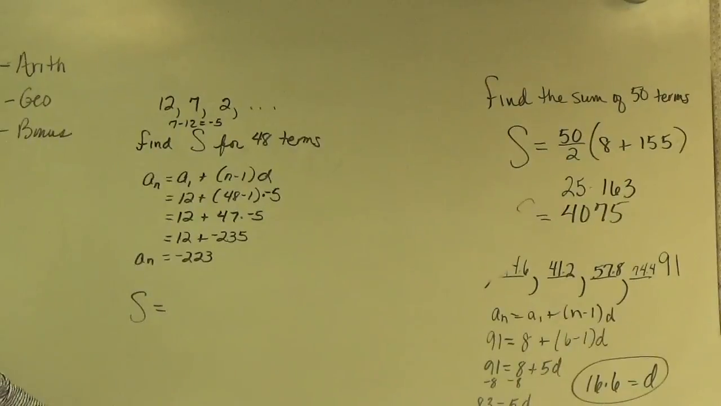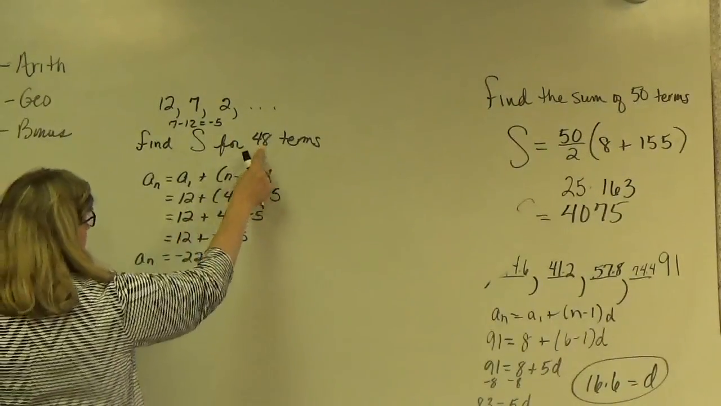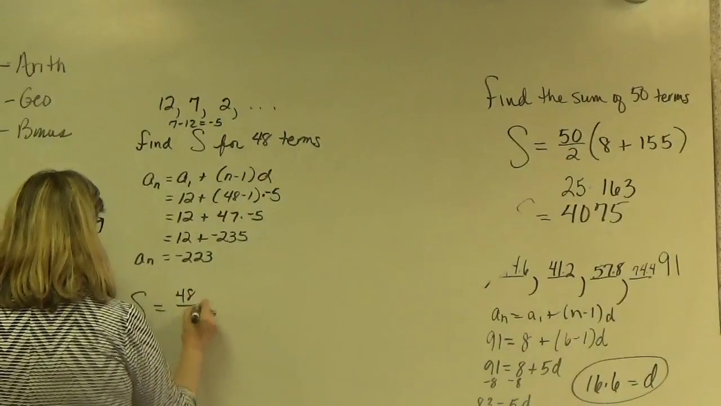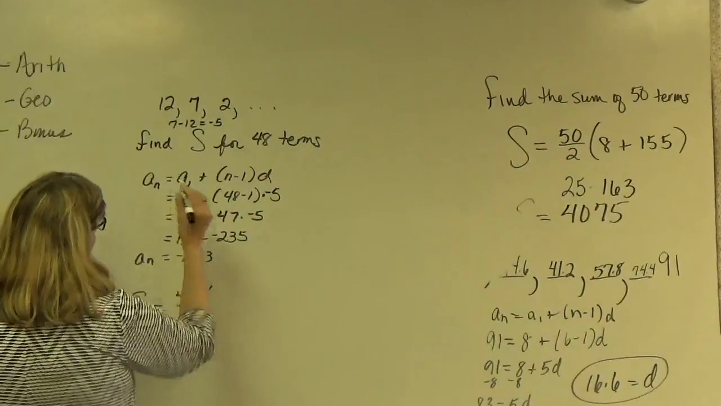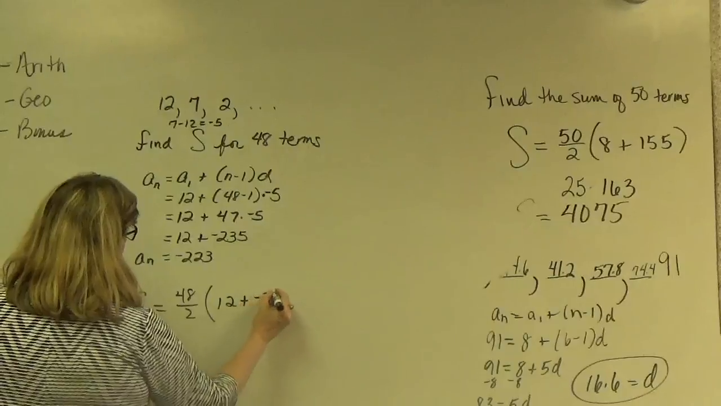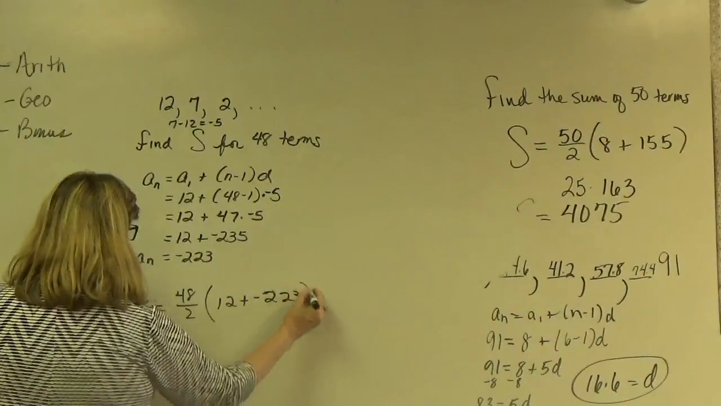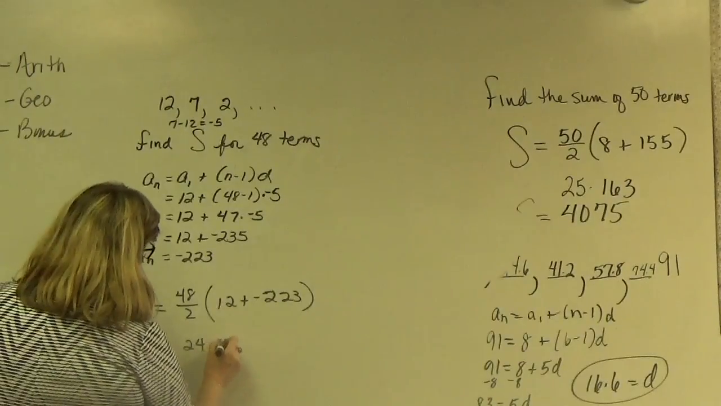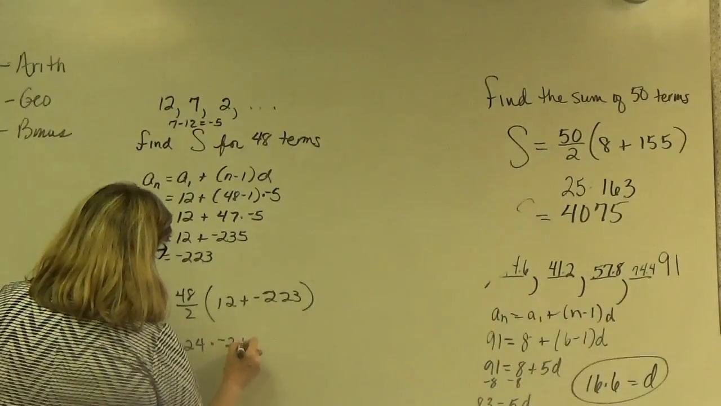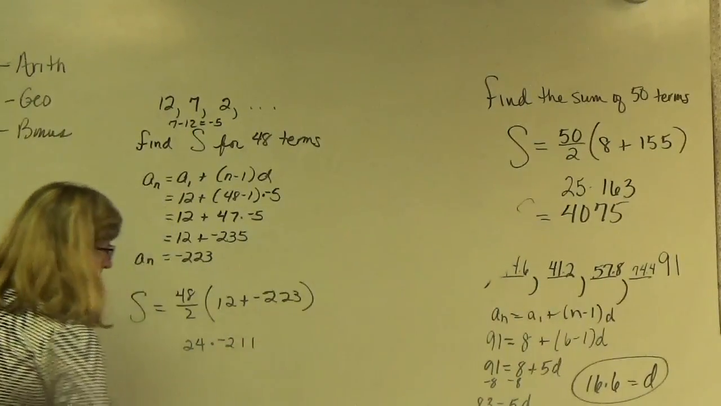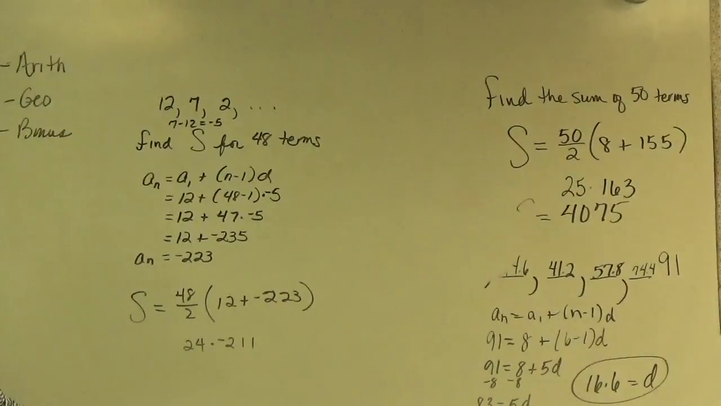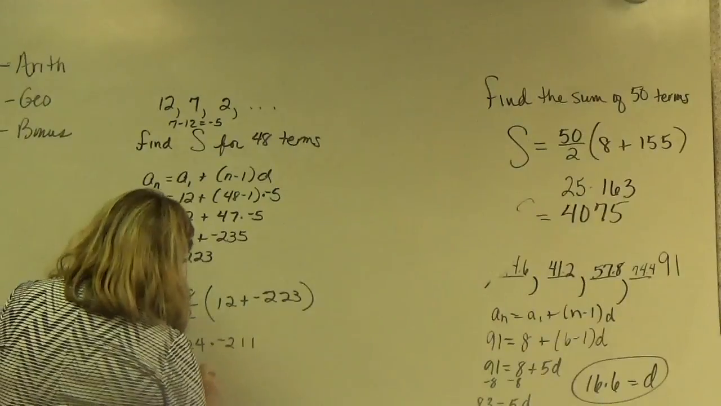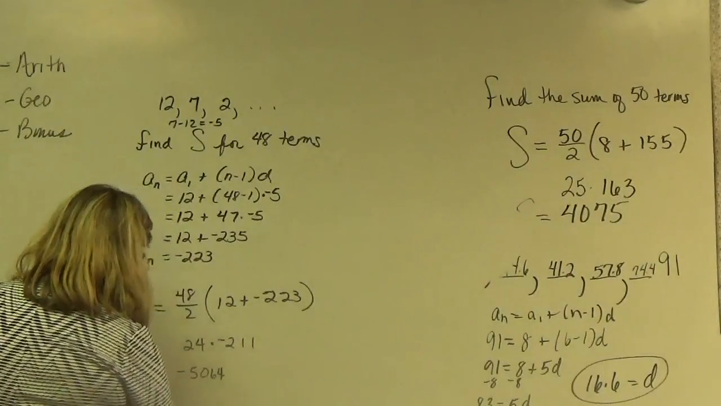So for the sum, what's the first term? Oh, not what's the first term, how many terms are there? 48. First term was 12, and the last one's negative 223. So 24 times negative 211. You guys can tell me. Negative 5,064. Yep. You guys get there?